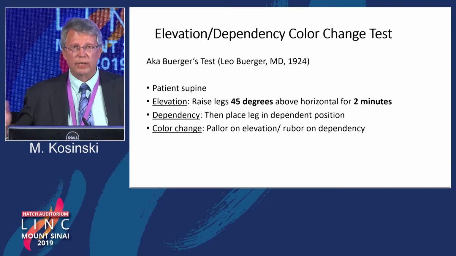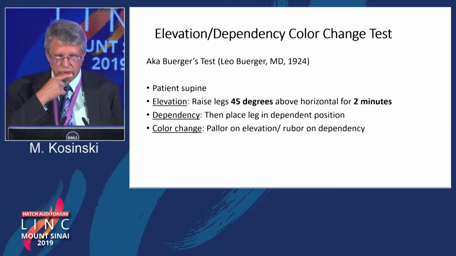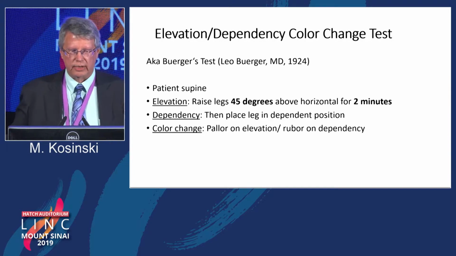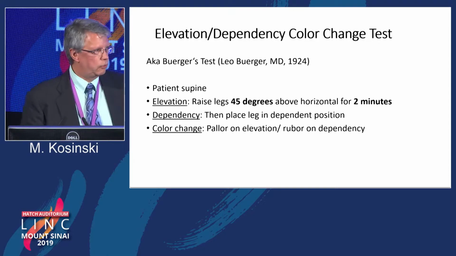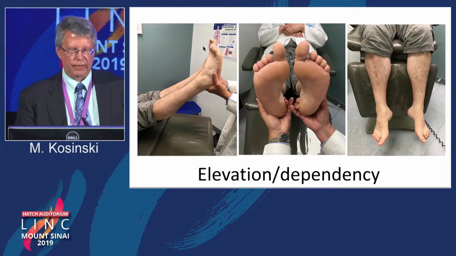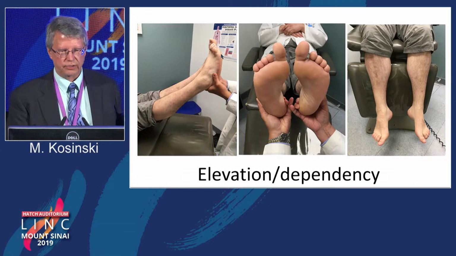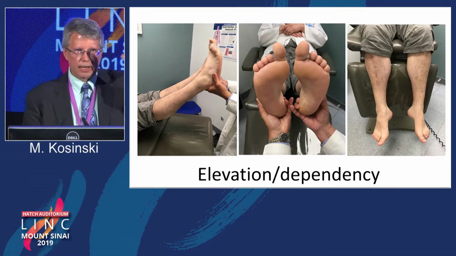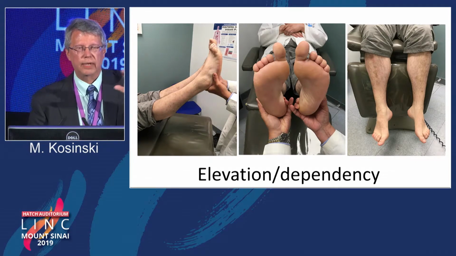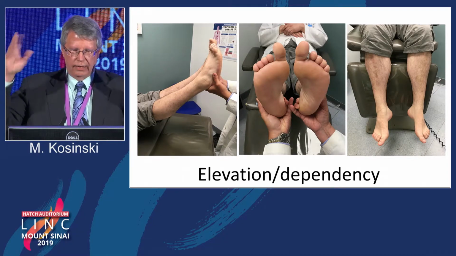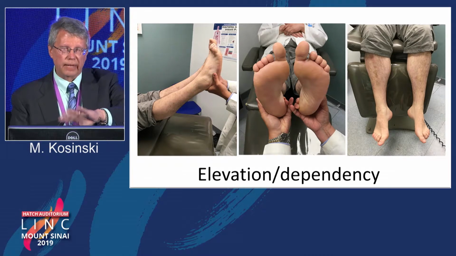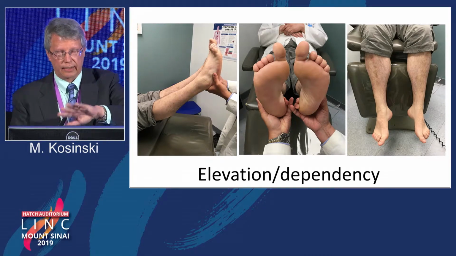Now, if there's any question as to whether or not PAD exists, you can do other ancillary tests. One is called, by various names, the elevation dependency color change test, also known as Buerger's test, and that's where you place the patient supine, you raise the legs at about a 45-degree angle, and the student pointed out that coincidentally we have our peripheral arterial disease poster in the background over here. So you raise the patient's legs 45 degrees, you have them wiggle their toes to exsanguinate or to hasten the effect. And then you look at the color of the plantar aspect of one foot versus the other, and the toes of one foot versus the other.